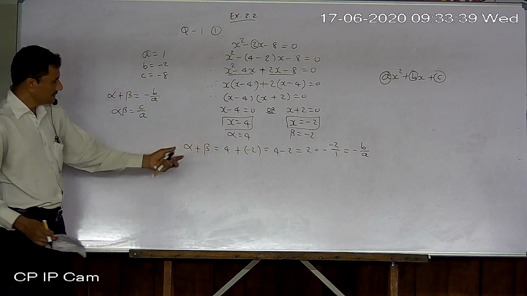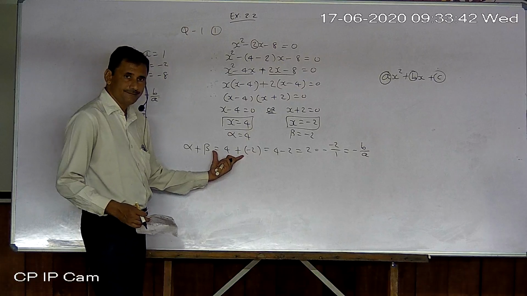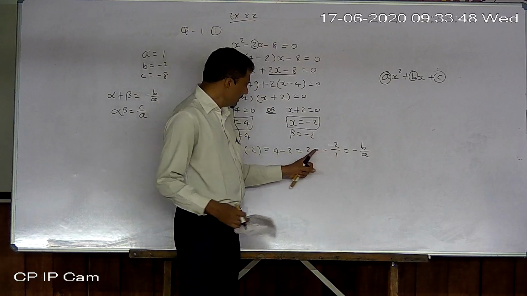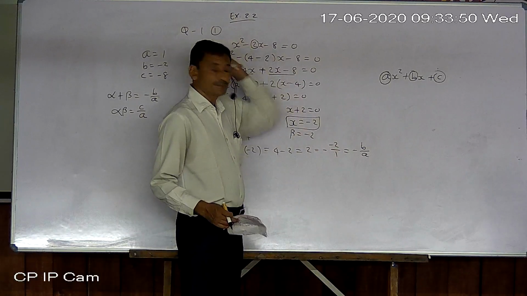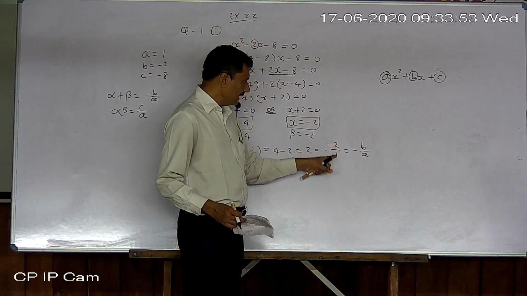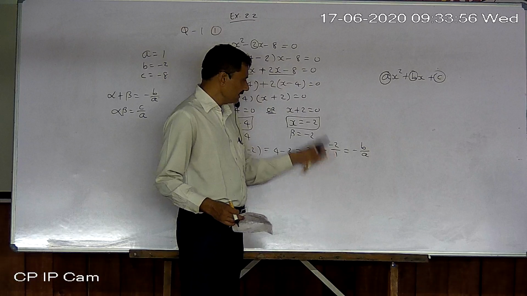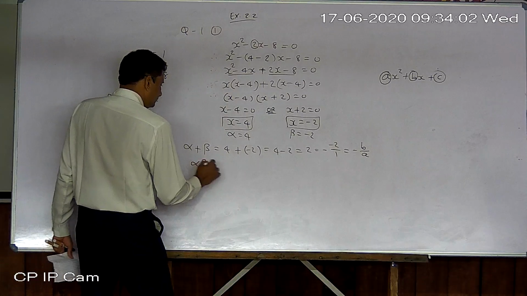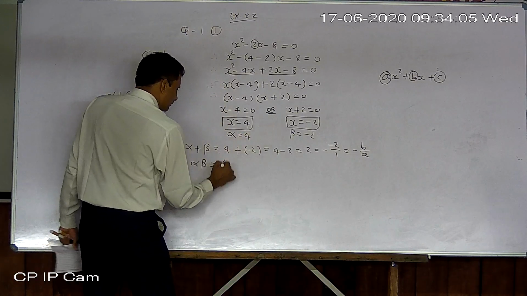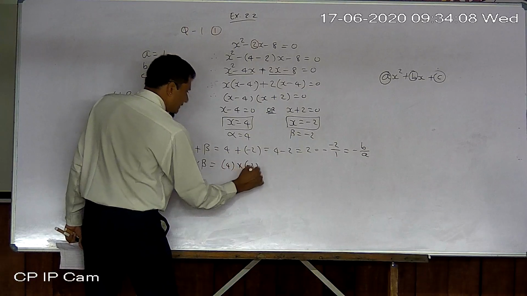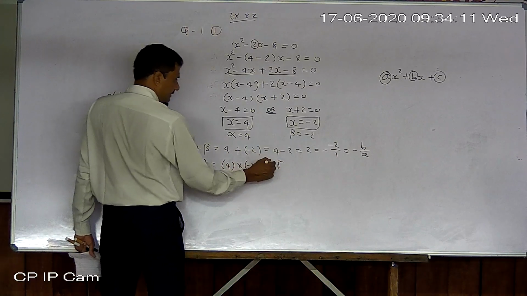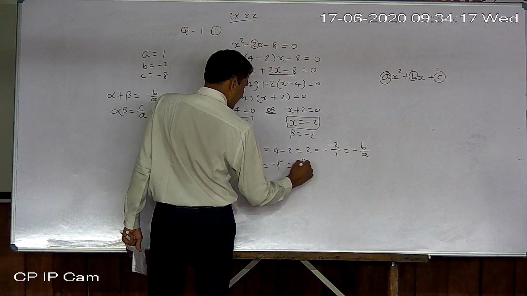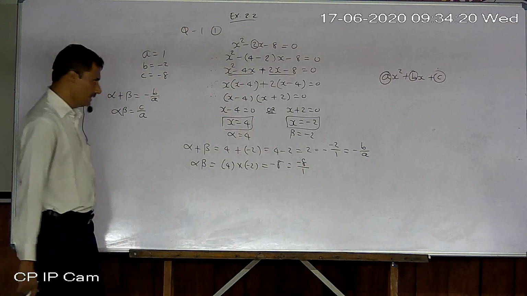How to write? Just look at the writing style. Just find the sum. After finding the sum, write this: minus b by a. The minus is an extra sign. B's value, whatever is given, just write. A's value, whatever is given, just write. Now same way alpha beta: 4 into minus 2, 4 times 2 is 8, plus times minus gives minus. We got minus 8 upon 1, which means c by a.